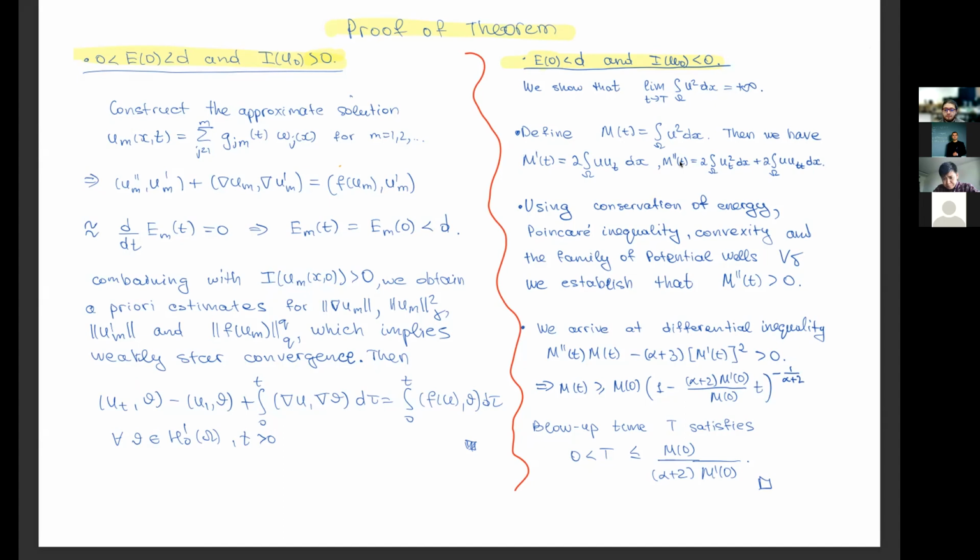First one, second time. Then using conservation of energy, Hölder inequality, some convexity and concavity arguments, and some property of the functional, we can establish that this term will be positive. Then we can construct the differential inequality in the following form. Then it will give this term, and if some t satisfies this, it should blow up. So if you put this term here, it will go to infinity. So we can prove blow-up.